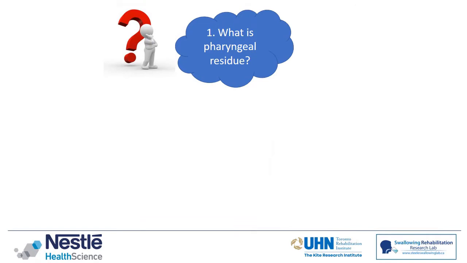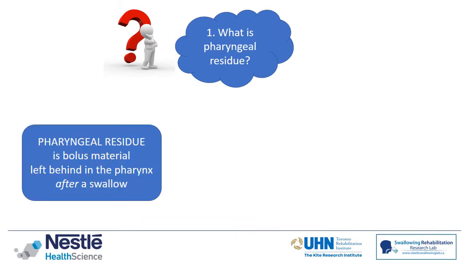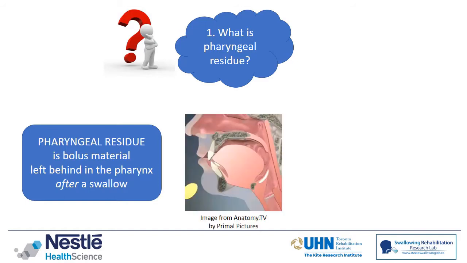So let's start with a question of definition. What is pharyngeal residue? Residue is bolus material that is left behind in the pharynx after a swallow. The most common locations for pharyngeal residue are the valleculae at the base of the tongue in front of the epiglottis, and in the piriform sinuses, which lie on either side of the hypopharynx behind the larynx.